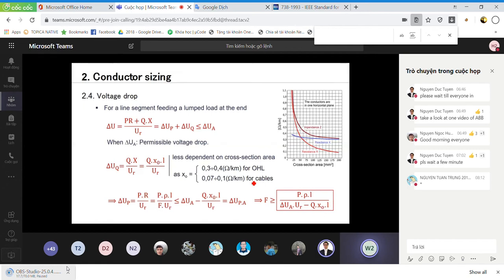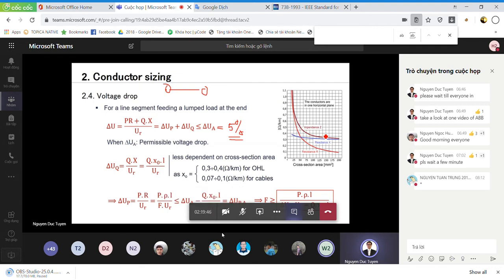Yes, voltage drop. I think you can all remember the voltage drop we have already studied in chapter 5. But anyway, here we are also going to talk about voltage drop. The voltage drop is one of the criteria to select the size of the conductors. In the low voltage system, it should be smaller than 5%. When you select the conductor, you should calculate the voltage drop on the line, to make sure that the voltage drop is smaller than 5%. That is the point of this line.